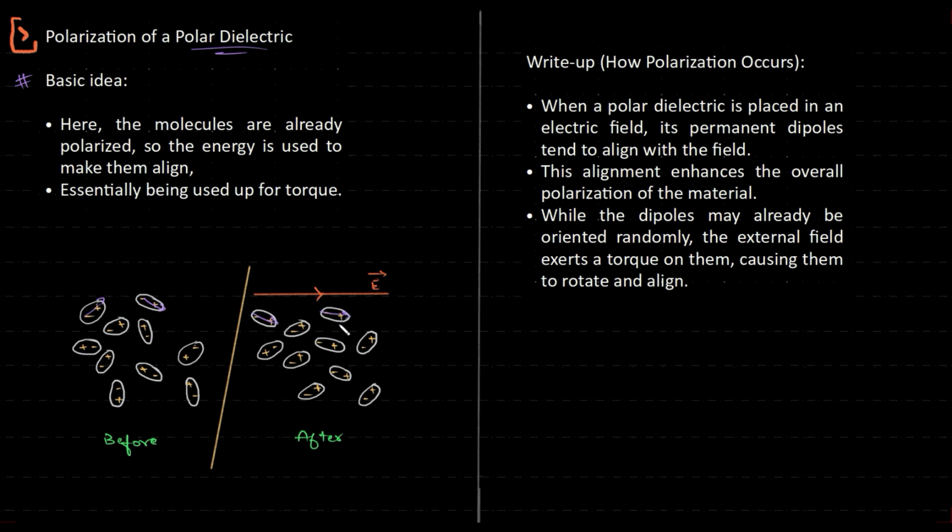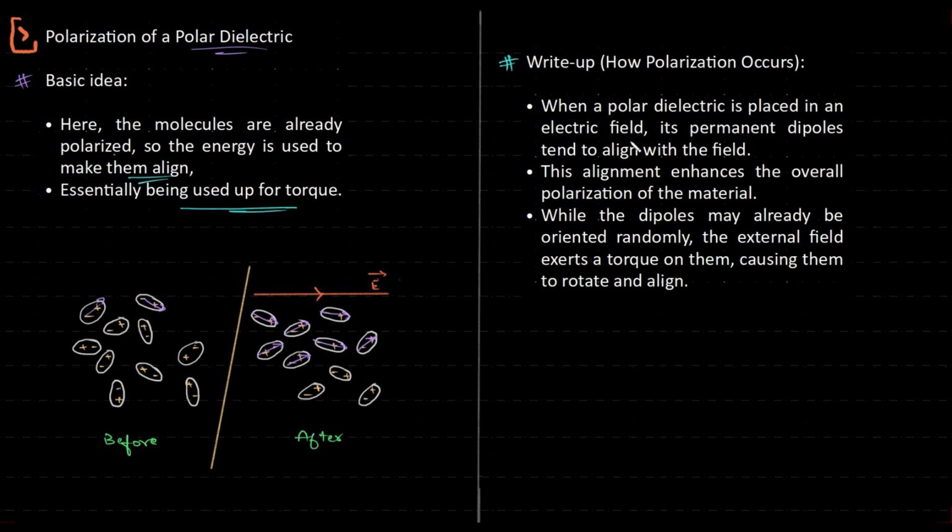Those will align in the direction of, almost in the direction of the electrical field. So as and when the strength increases, the alignment will get closer and closer to the direction of the electrical field. So basically in this case, the molecules are already polarized, so the energy is used up to make them align. Essentially being used up for torque, right? It is turning. So things are turning around.